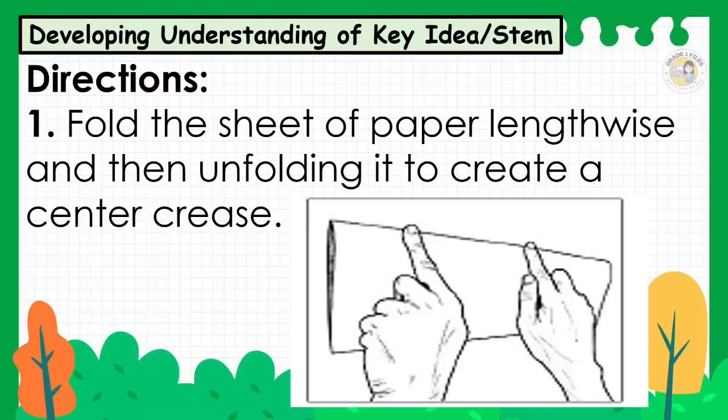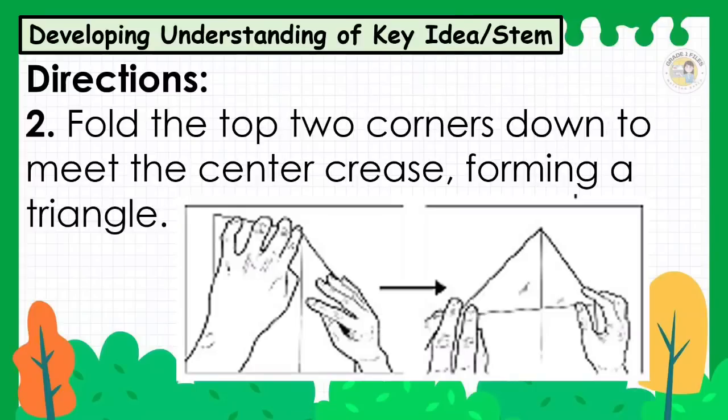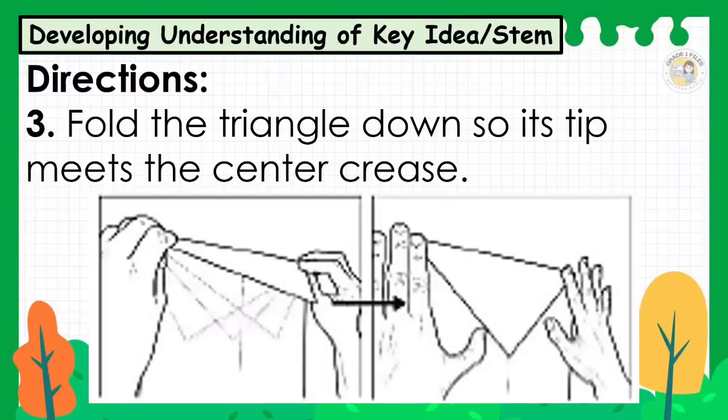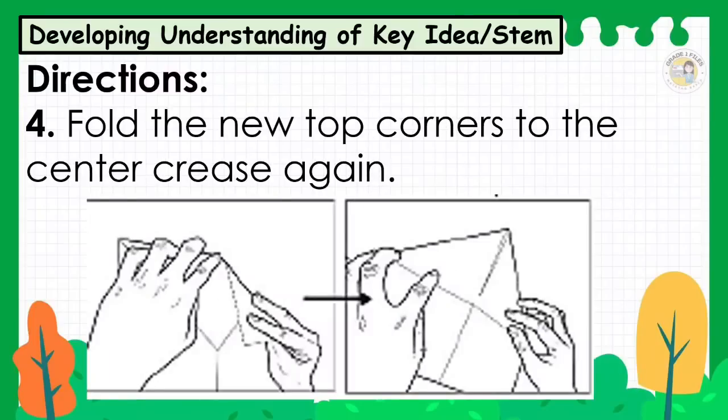First, fold the sheet of paper lengthwise and then unfold it to create a center crease. Second, fold the top 2 corners down to meet the center crease, forming a triangle. Third, fold the triangle down so its tip meets the center crease. Fourth, fold the new top corners to the center crease again.